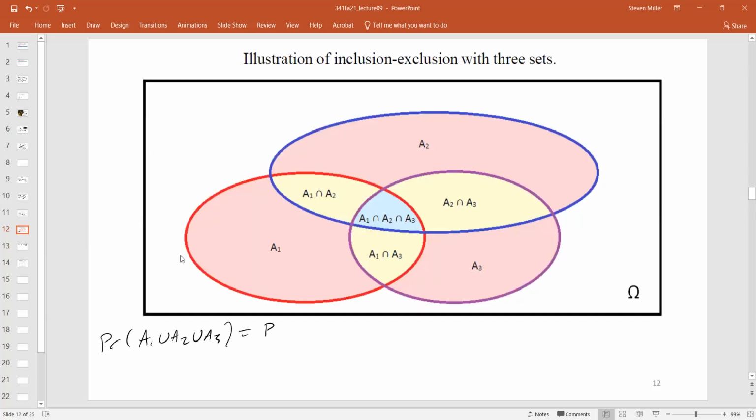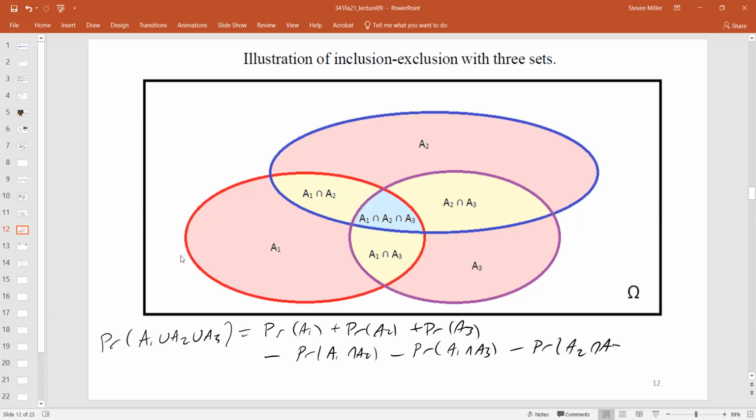It is going to be the probability of A1 plus the probability of A2 plus the probability of A3 minus the probability of A1 intersect A2 minus the probability of A1 intersect A3 minus the probability of A2 intersect A3. And very similar to before, you see how I'm going through it very carefully to make sure I don't miss anything. And then we have to add back the probability of A1 intersect A2 intersect A3. And that will be the probability of the union.